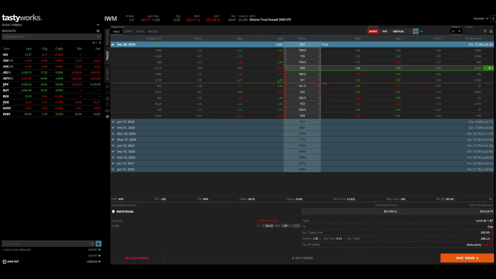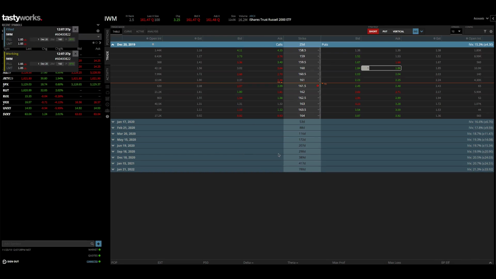So if I click send order, I'm anticipating that this order will be filled immediately because I'm trying to buy an option at the ask price. And whenever you're trading options, you will typically get filled immediately if you buy at the ask price or if you sell at the bid price. But now the price has changed, so let me see what happens if I try to buy this for $1.85. So I just got filled on the IWM 160 put that expires in 25 days, and I bought that option for a price of $1.85.